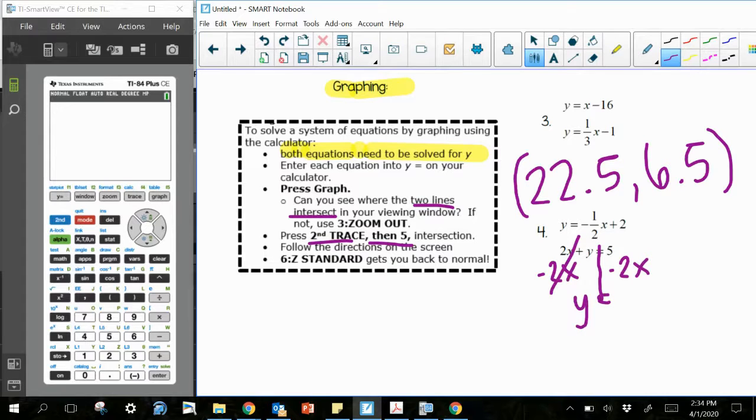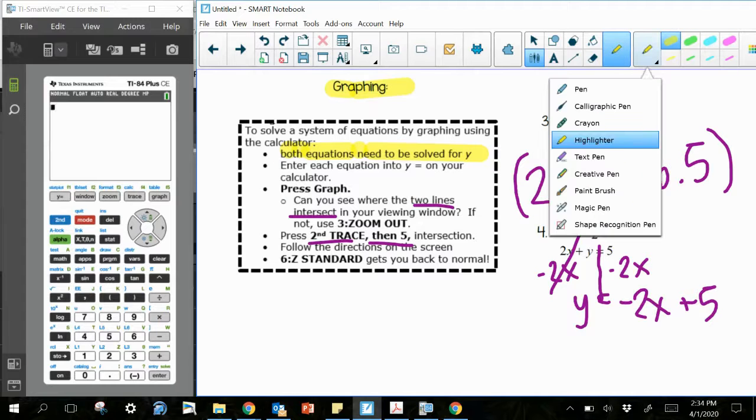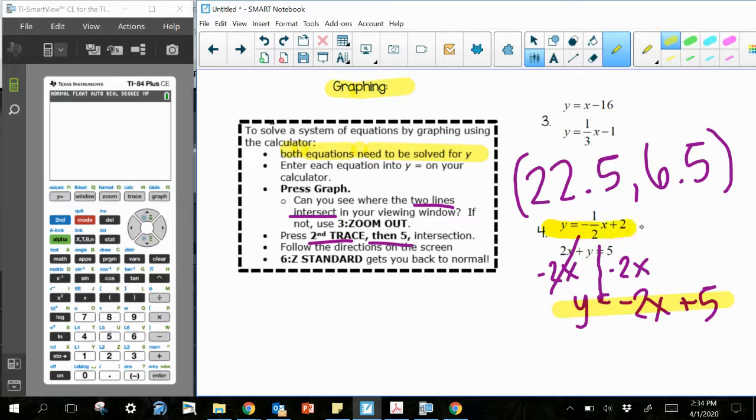I cannot combine 5 and negative 2x because the 5 doesn't have an x, so they're not like terms. So I just write them next to each other. Negative 2x plus 5. Okay, now this is y equals ready. So now you're going to put both equations into y equals. We're going to put this equation and this equation.